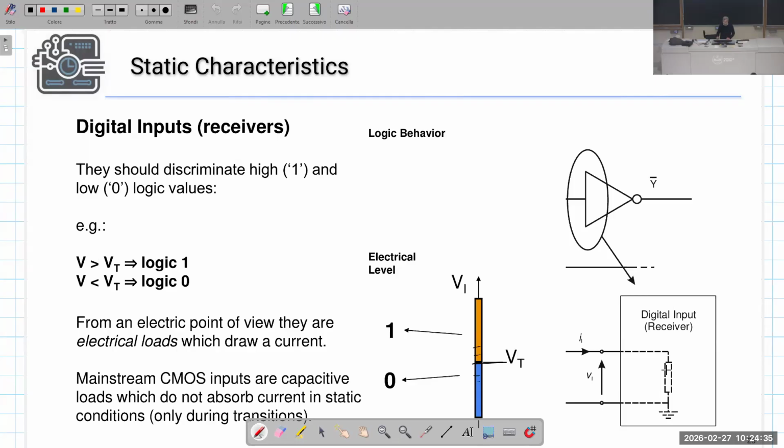From the electrical point of view, digital inputs are electric loads. And as I have anticipated before, in the mainstream digital semiconductor technology employed nowadays, that is CMOS technology, these electrical loads are capacitive loads, which means that in steady state conditions they can be regarded as open circuits, which is good news because it means they do not draw any steady state current.